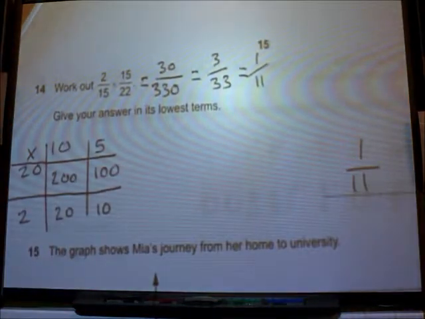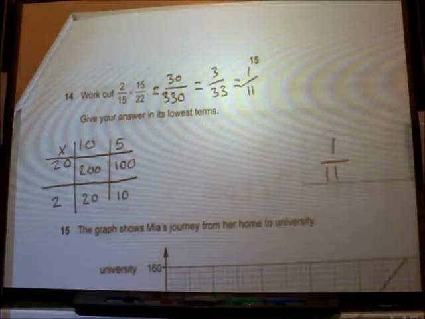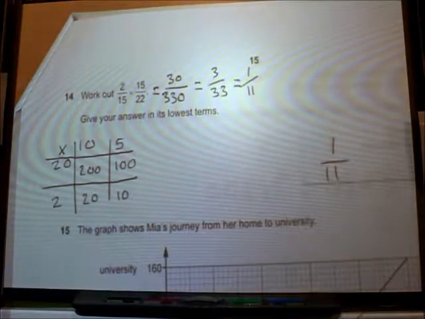So you need to know how to multiply fractions, basically, and that's how you do it. If you can multiply fractions and simplify, you were probably taught it in year 8 or year 9. That's how you do it.